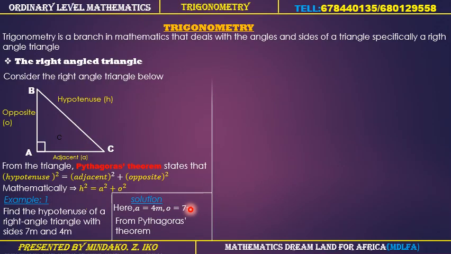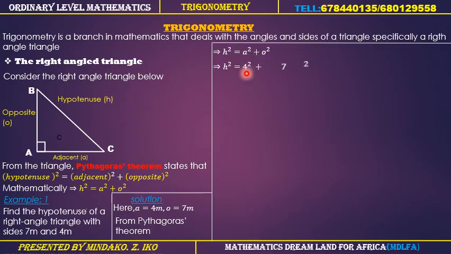Now from the Pythagoras theorem, we notice that h squared equals a squared plus o squared. We know that o is 7 meters, and a is 4 meters. So we are just going to substitute the values here. Since a equals 4, where I see a, I put 4. And since o equals 7, where I see o, I put 7. Then I square them, since in the formula both of them are squared.